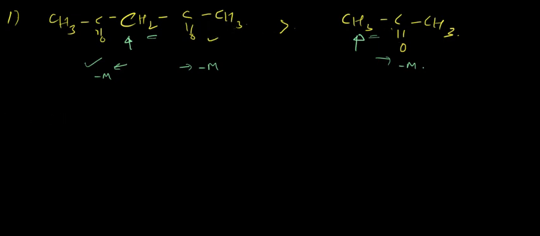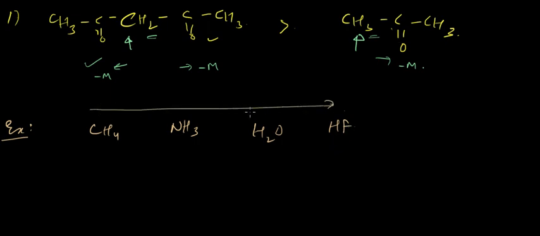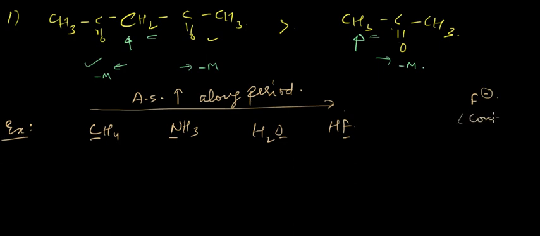Okay, so just a trend, I'm just writing a trend that we have compounds like carbon, nitrogen, oxygen, fluorine. So acidic strength increases along the period as the electronegativity of atoms goes on increasing. Hence they will be more stable as having a negative charge on them, as a conjugate base. So this is more stable, hence this is the order.